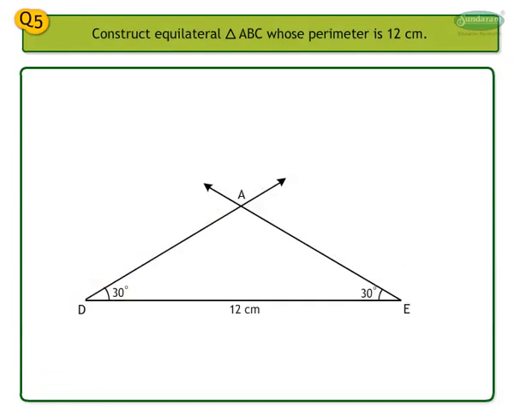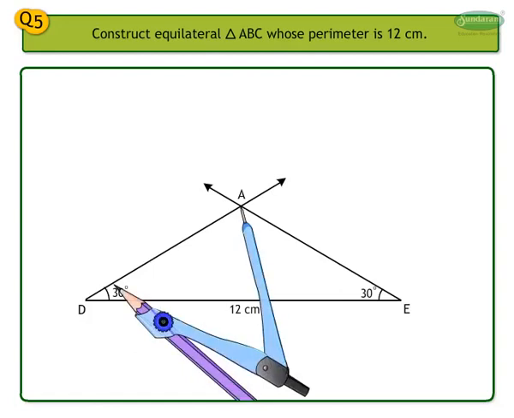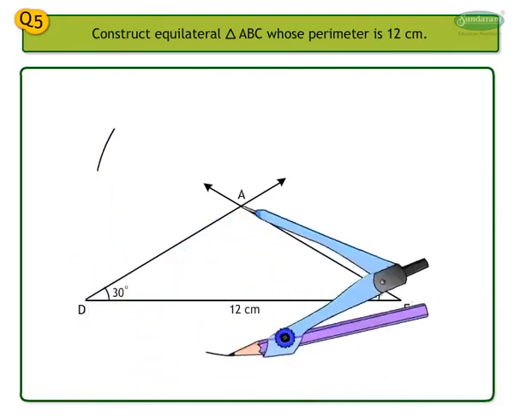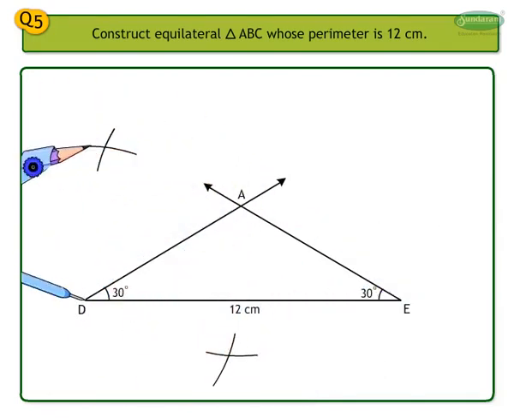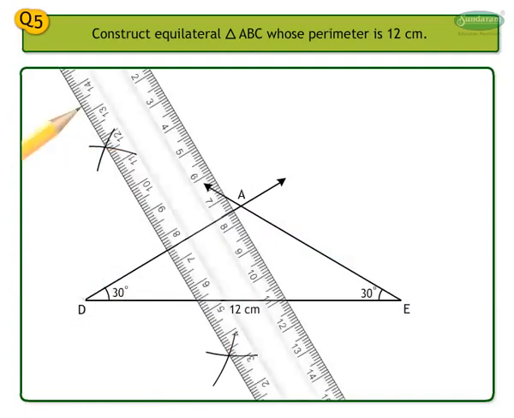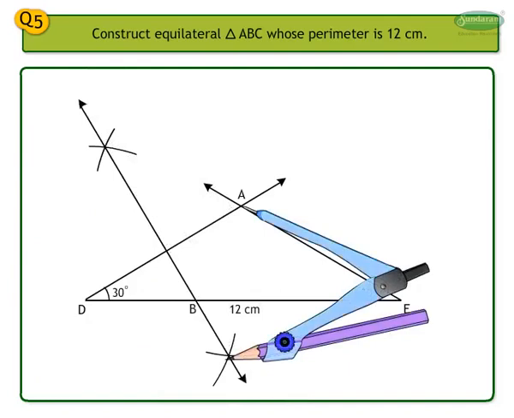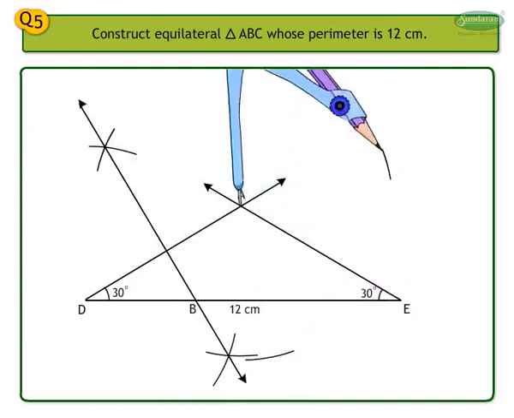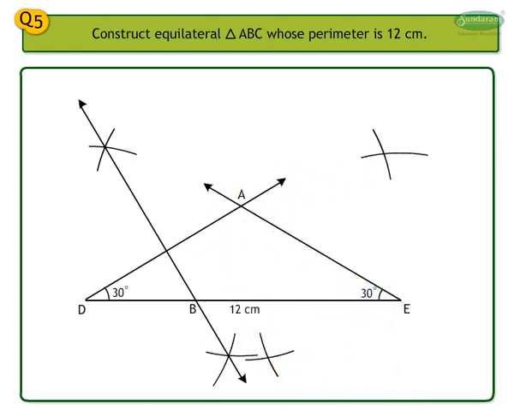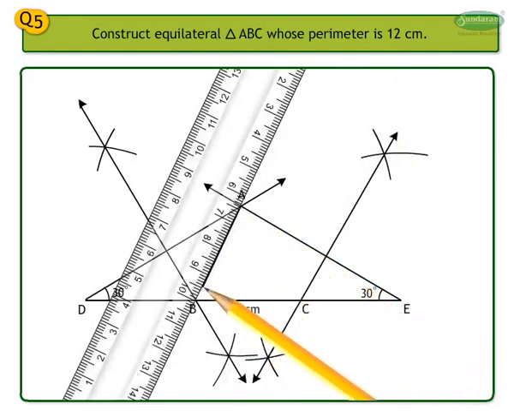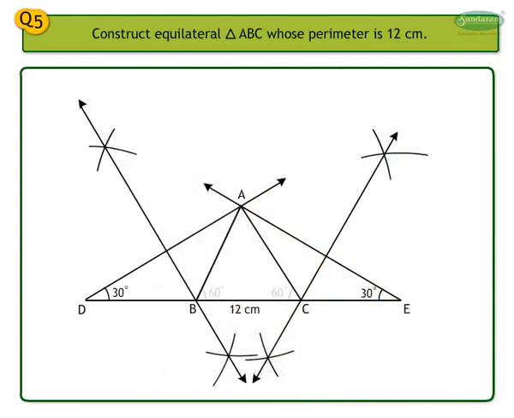Draw perpendicular bisector of segment AD and AE as given below. Taking A and D as centers, more than half length AD as radius, draw intersecting arcs below and above segment AD. The line joining the points of intersection of the arcs intersects segment DE in point B. Similarly, draw perpendicular bisector of side AE, let it intersect segment DE in point C. Join points AB and AC. We have constructed the required triangle ABC.